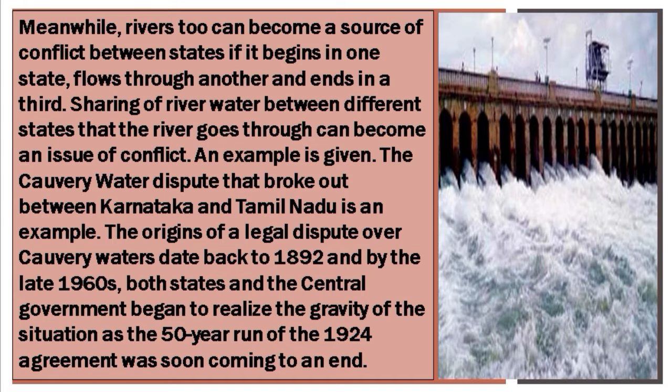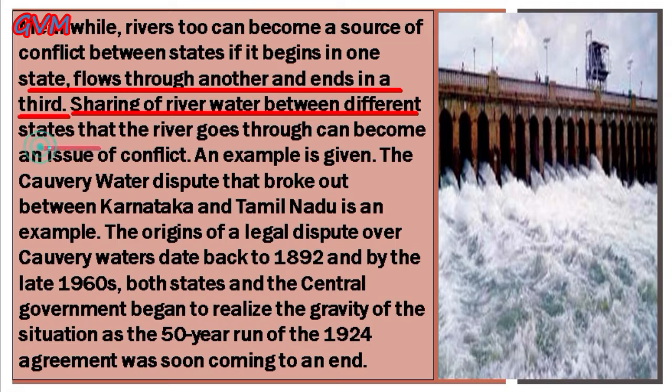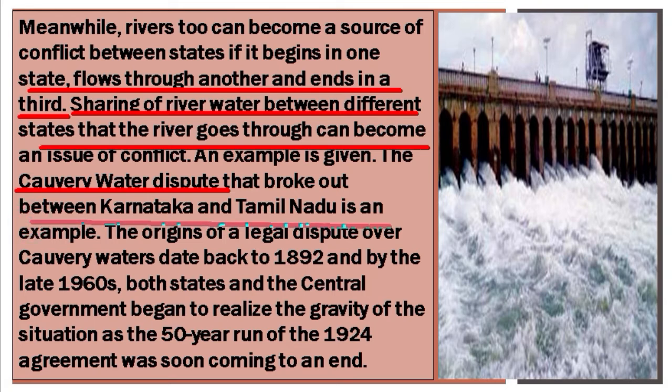And do you know why? It happens when a river begins in one state, flows through another, and ends in a third state. So sharing of river water between the different states that the river goes through can become a source of conflict. For example, the Kaveri water dispute that broke out between Karnataka and Tamil Nadu. And students, this Kaveri water dispute between Karnataka and Tamil Nadu lasted from 1892 until the 1960s.